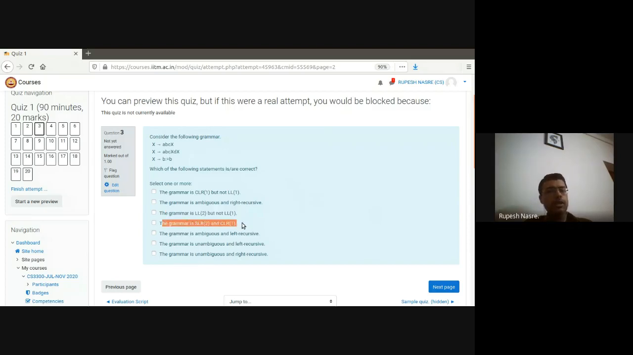SLR2, it doesn't turn out to be SLR2 also. The reason being that whatever are the two terminals which can come after this X, those also could be common, right? And therefore it does not turn out to be SLR2 also. Any questions on this one?